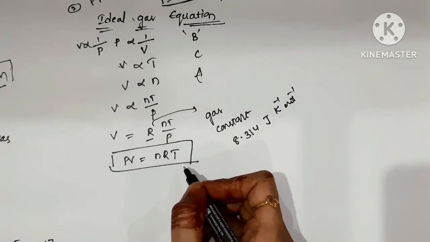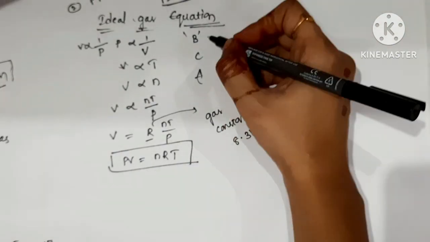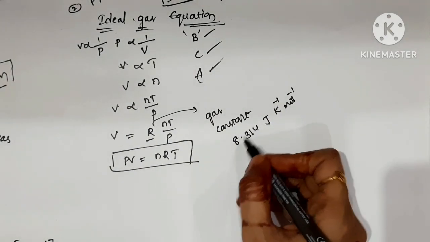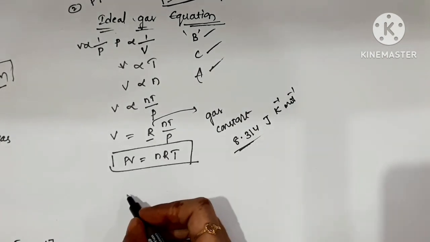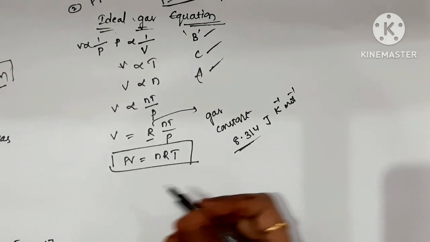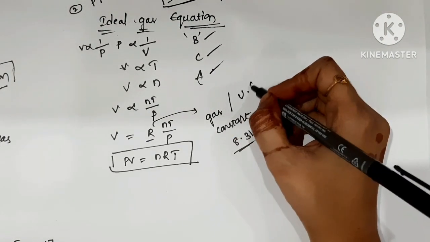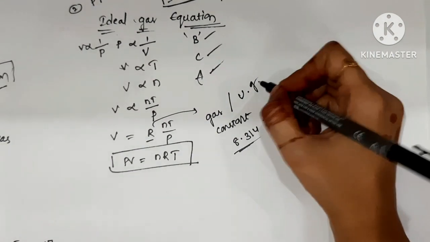You have to remember clearly, the ideal gas equation is according to Boyle's law, Charles' law and Avogadro's law. R is the gas constant and its value is 8.314 joule per Kelvin per mole, and it is also called the universal gas constant.